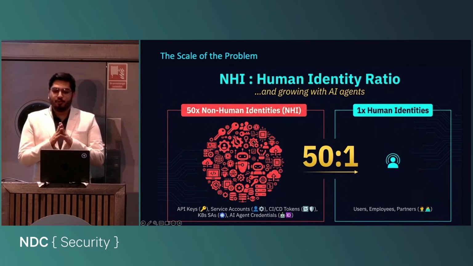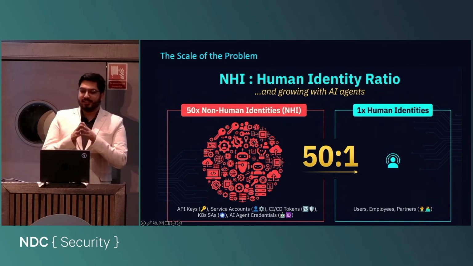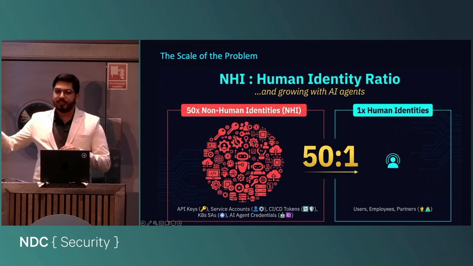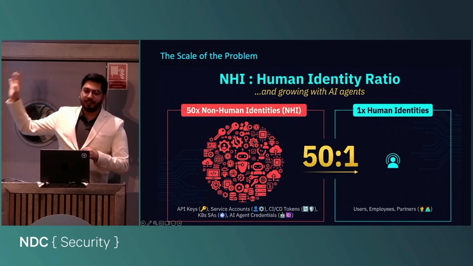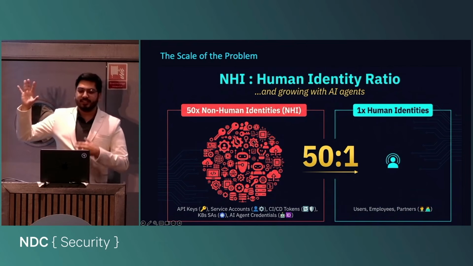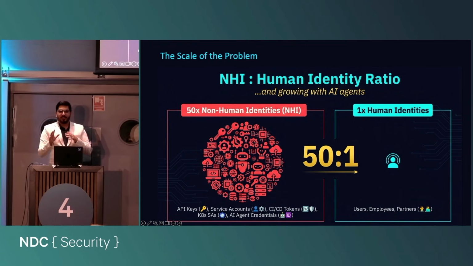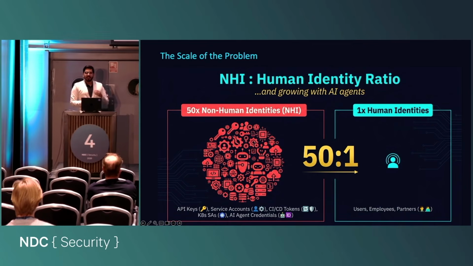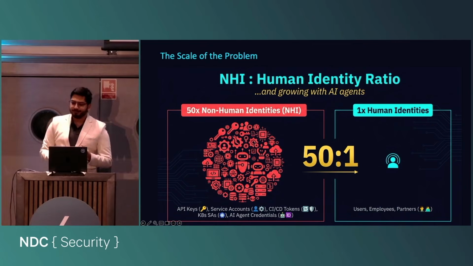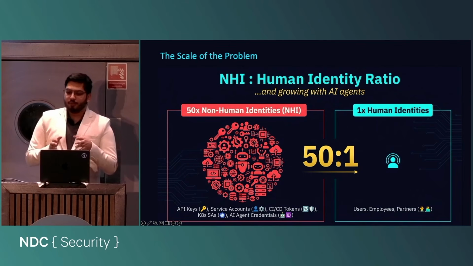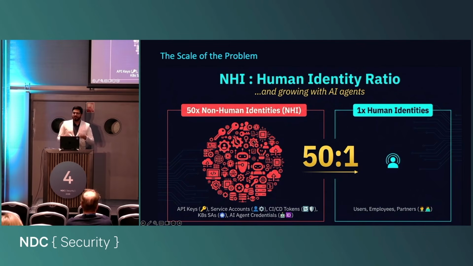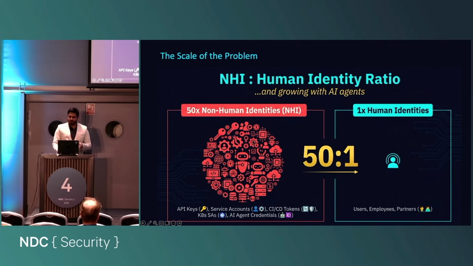Now, in most organizations, the NHIs outnumber human identities 50 to 1. So for 50 tokens, API keys, there's one human. And with the widespread use and adoption of AI agents, this ratio is accelerating further. Every agent you deploy just adds more machine identity, more API keys, more service accounts, a lot more attack surface for sure.